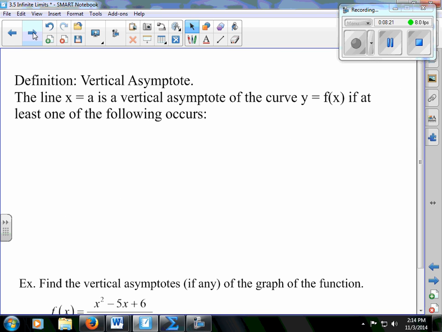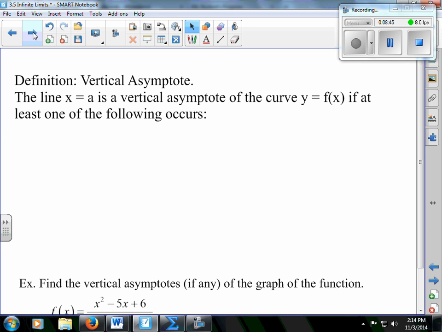Okay, so based on those graphs, you might have seen that one thing happened at infinite limits, and that was that we had what we're familiar with, the vertical asymptotes. So we have a new definition of vertical asymptotes, and it's a calculus definition, a definition that involves calculus.